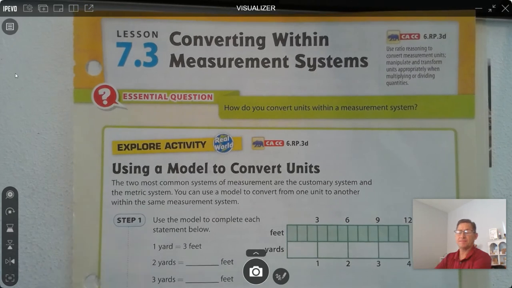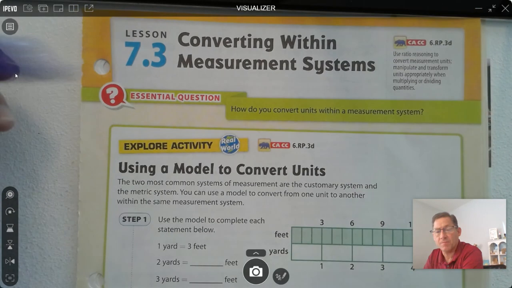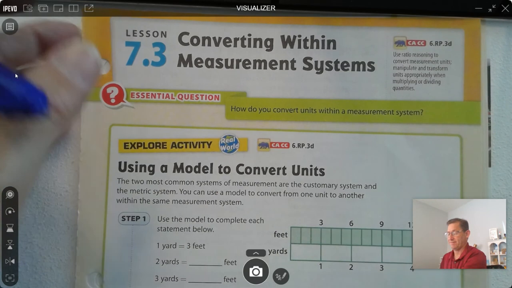Hello, everybody. In today's lesson, we're going to be working out of Module 7, Lesson 7.3, and we're going to be working on converting within measurement systems. We're on page 185 of the 6th grade Go Math textbook for middle school. So let's go ahead and look at the Explore activity.